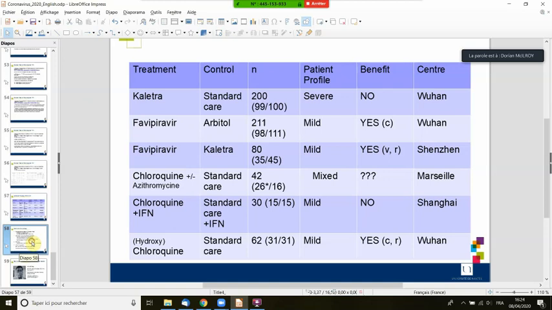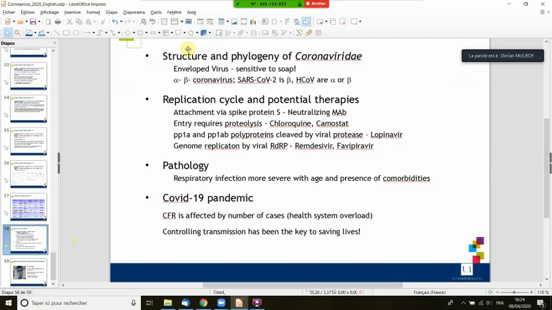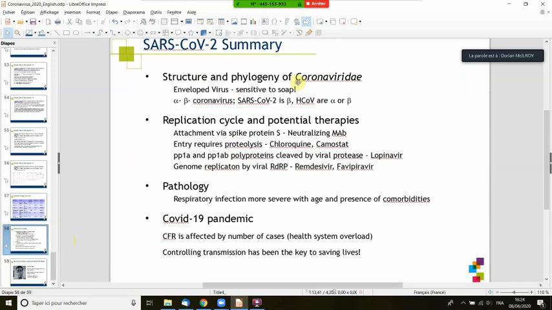So here's my summary. I'm winding up now. Structure of virology: it's an enveloped virus, which is very important. Enveloped viruses have a lipid membrane, so you can easily inactivate them just by washing your hands with soap. That's why hand washing is effective. The normal human coronaviruses can be alpha or beta. The new one, SARS-CoV-2, is a beta coronavirus. Different steps of the replication cycle can be inhibited by different potential antiviral molecules.